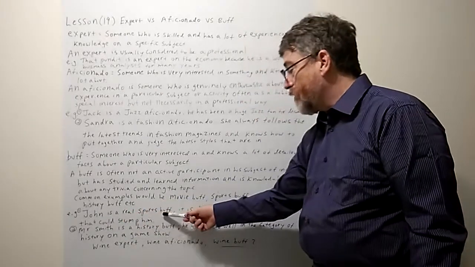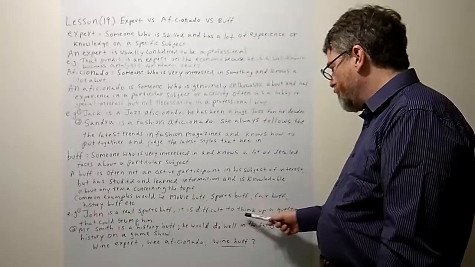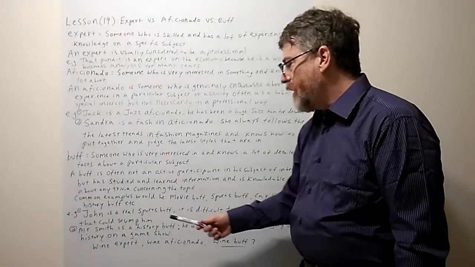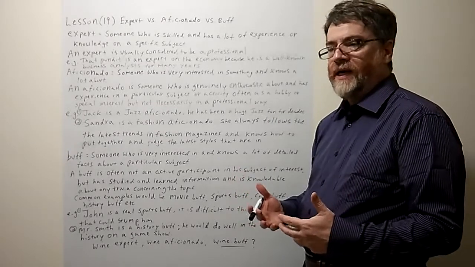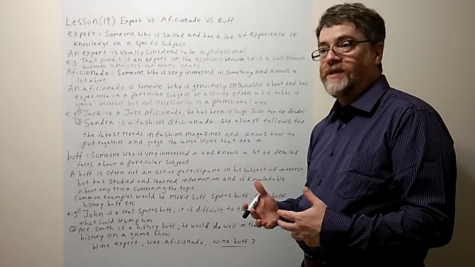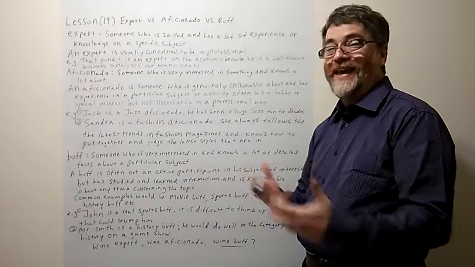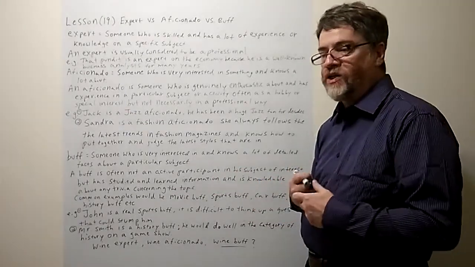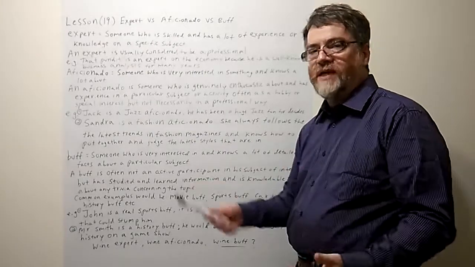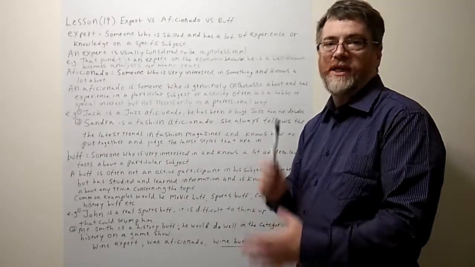John is a real sports buff. It is difficult to think up a question that could stump him. If you stump somebody, it is usually somebody for whom it's not easy to come up with a question that they can't answer. And that's what you're trying to do. It almost becomes a challenge to think of something, because everything you ask him, he knows it, he knows it, he knows it.